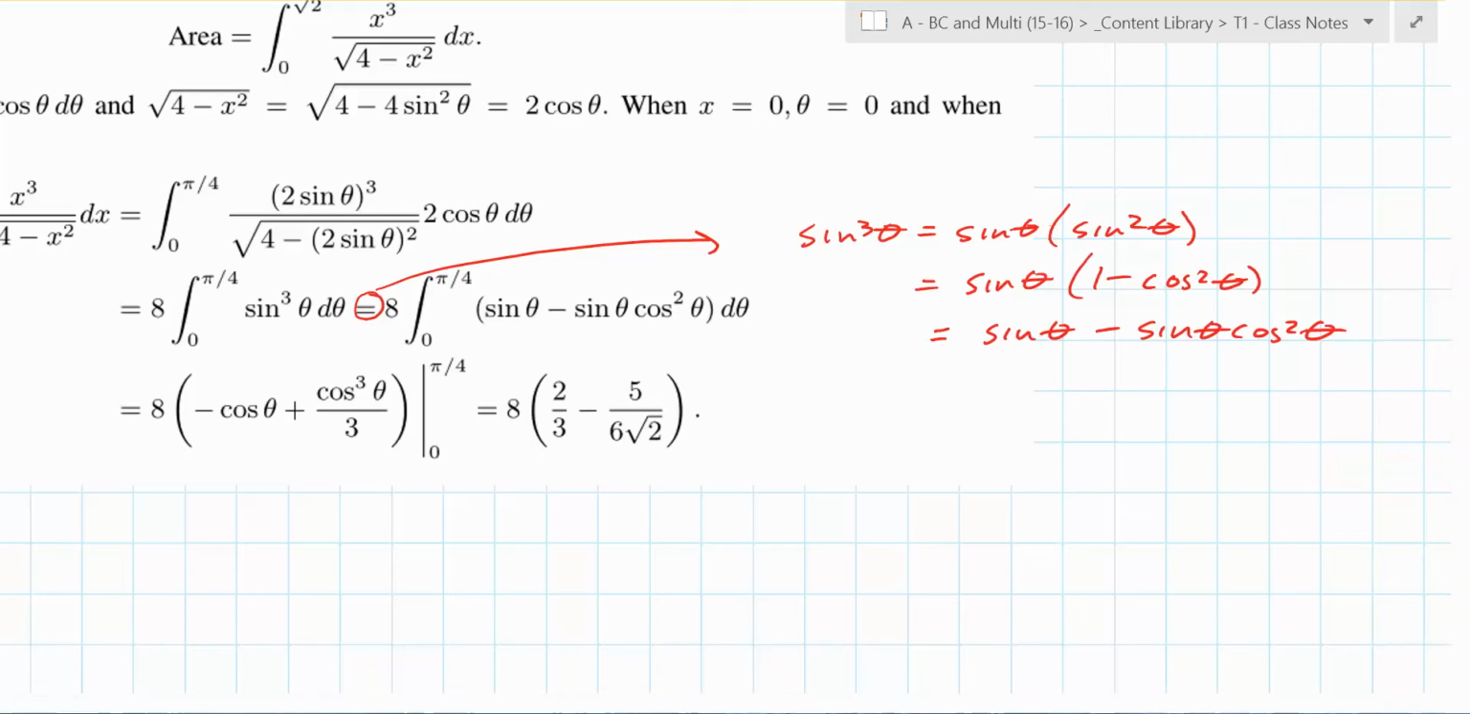You can integrate these two things. What's the integral of sine? And then how do you integrate this one? Substitution works on that one. Substitution does work. This is a lot of work. This is absolutely a lot of work.